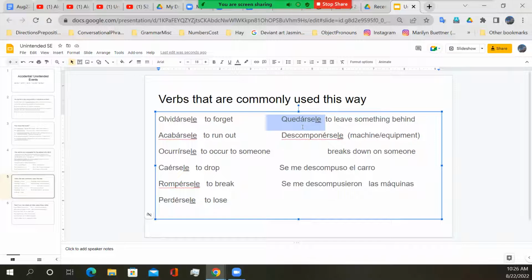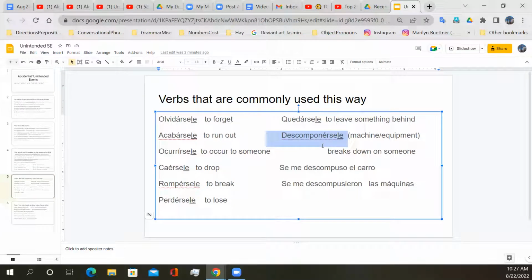Quedársele, to leave something behind. Okay, I left my phone at the office. When you leave something behind, it's quedársele. And descomponérsele. Wow. Poner means to put. Componer means to compose. Descomponer is to decompose, meaning something falls into all little pieces. Something breaks down. Okay. Descomponer, and the se le tells who that mechanical thing broke on.